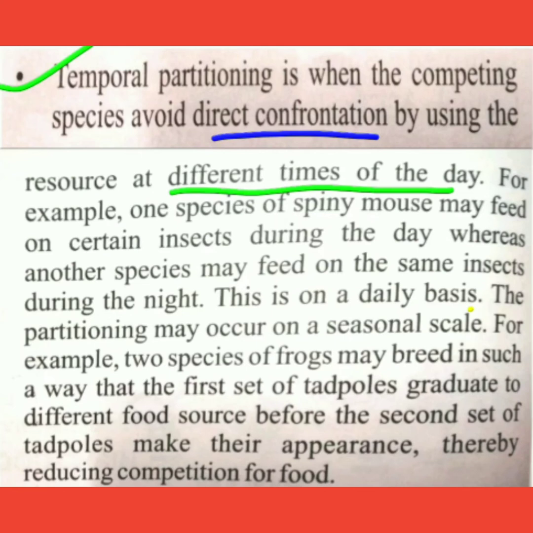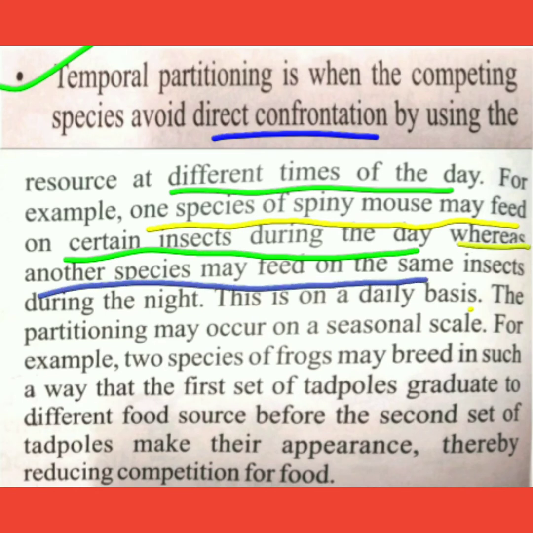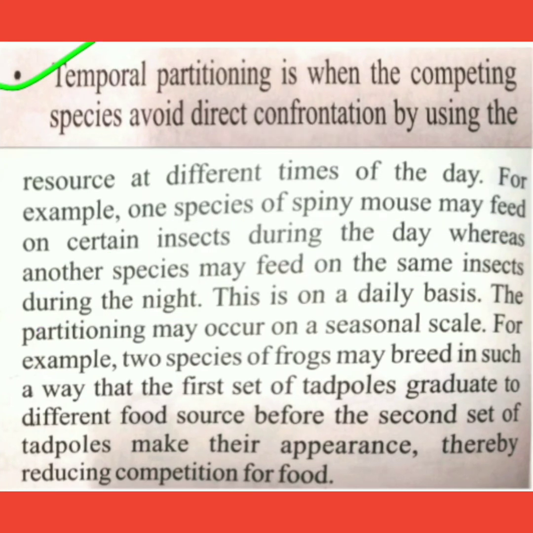For example, one species of spiny mouse may feed on certain insects during the day, whereas another species may feed on the same insects during the night. It can also occur on a seasonal scale. Suppose there are two species of frogs and they may breed in such a way that the first set of tadpoles graduate to a different food source before the second set of tadpoles make their appearance. In this way they can reduce competition for food.